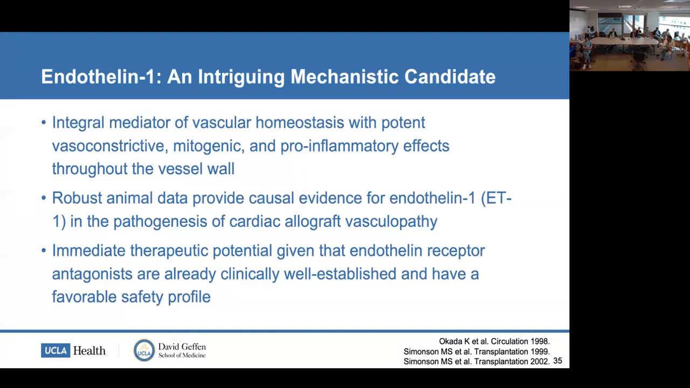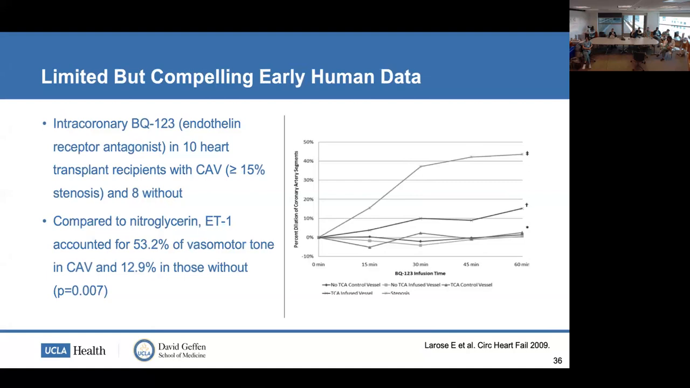So a few years ago, I talked to you guys a little bit about endothelin. And just to review, it's an intriguing mechanistic candidate, given that it's an integral mediator of vascular homeostasis with potent vasoconstrictive, mitogenic, and pro-inflammatory effects throughout the vessel wall. There's robust animal data that provide causal evidence for endothelin-1 in the pathogenesis of CAV. And there is immediate therapeutic potential, given that we have endothelin receptor antagonists that are already clinically well established and have a favorable safety profile. There's very little human data, but it is compelling.